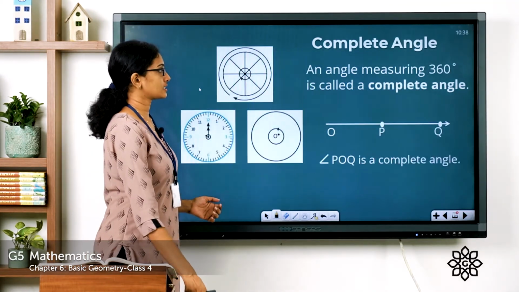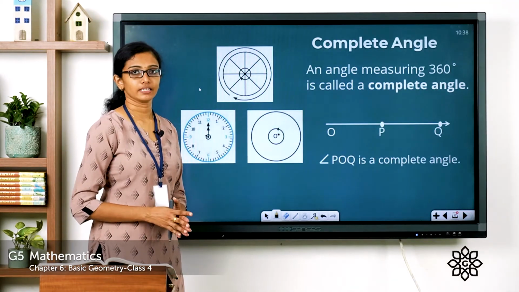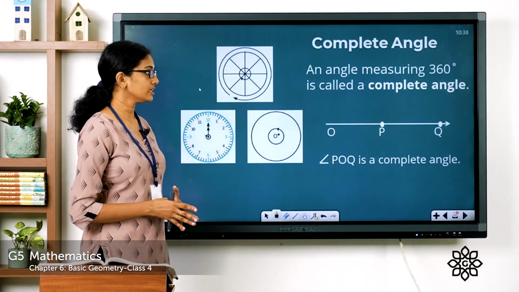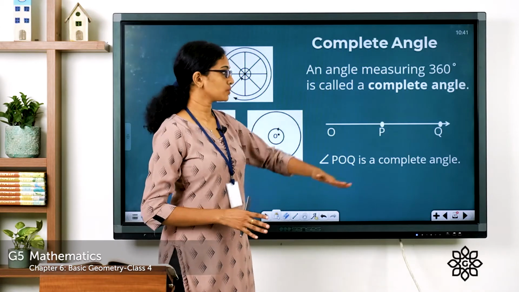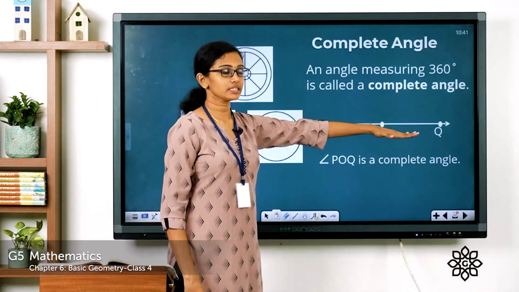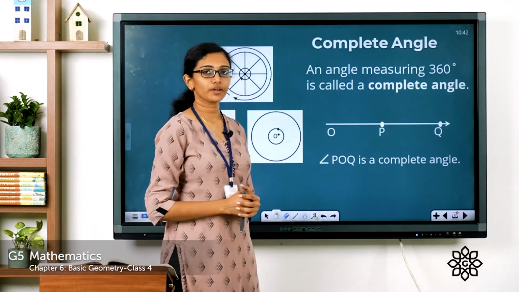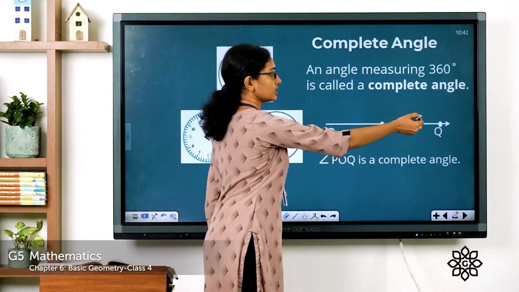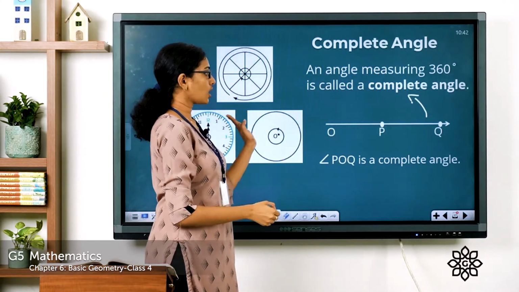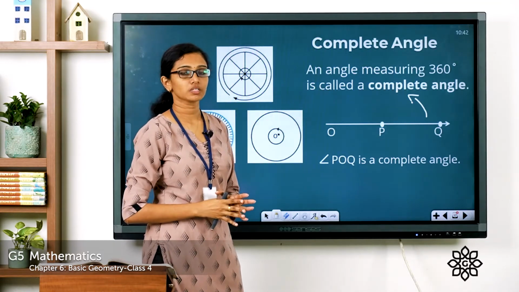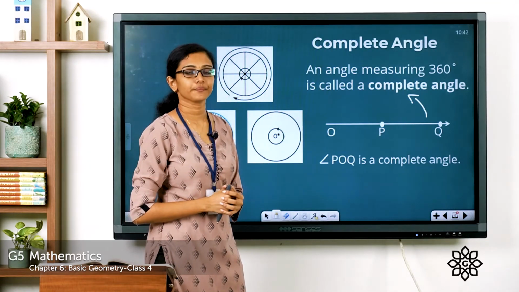Now we will see the next type. It's called a complete angle. What would be a complete angle? Look at this ray here. Suppose this is at an initial position of 0 degree, like this. It is turning around this point O, it keeps on turning, and when it reaches the opposite direction, it would have turned to an angle of 180 degree, right?